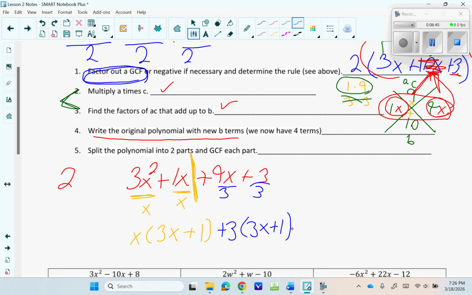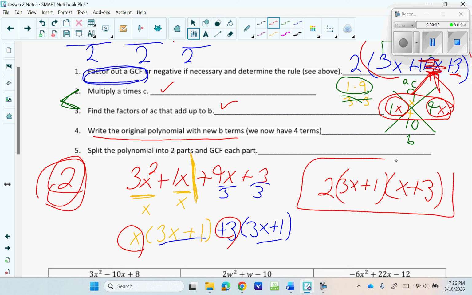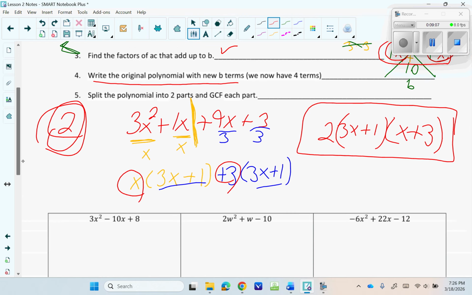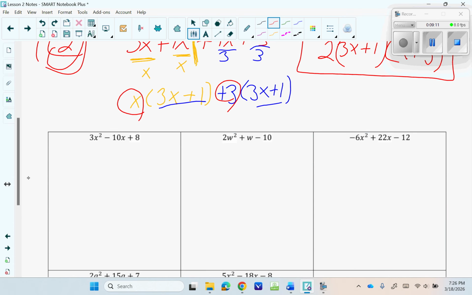Okay, and just like we had learned yesterday, we're going to start with what they have in common. So that's 3x plus 1, and then what's left over, x plus 3. And then don't forget, we have this 2 over here, and we're just going to stick it in the middle. And that is how you factor trinomials. It's a lot of work, but with practice, it's not too bad.